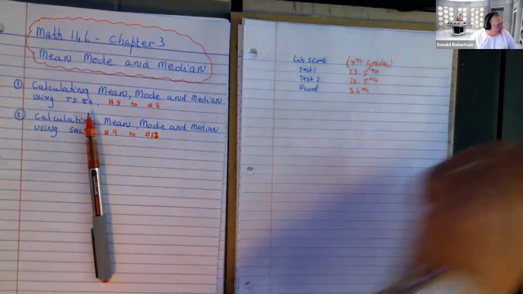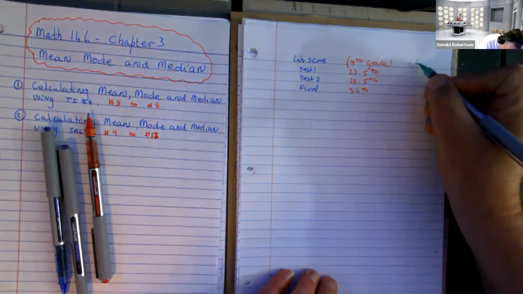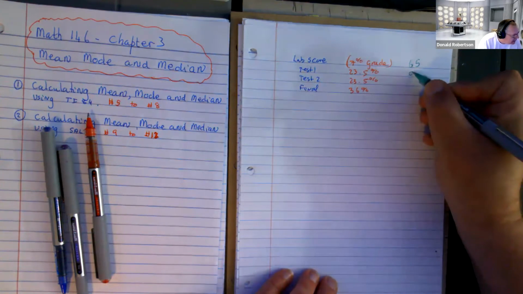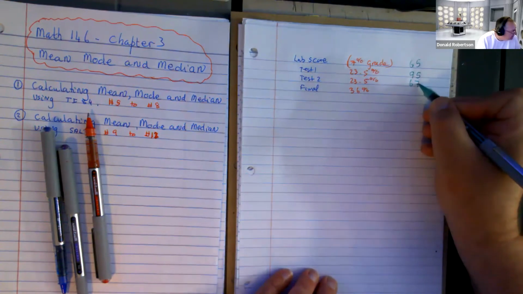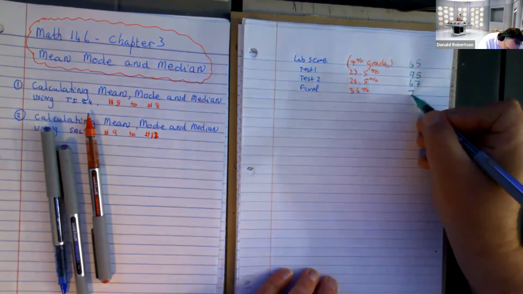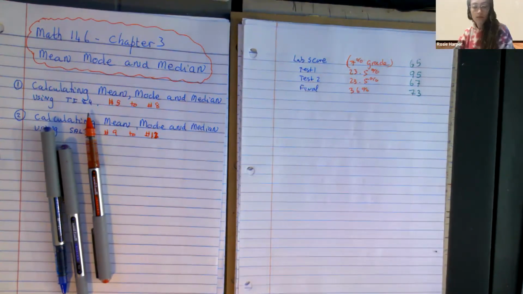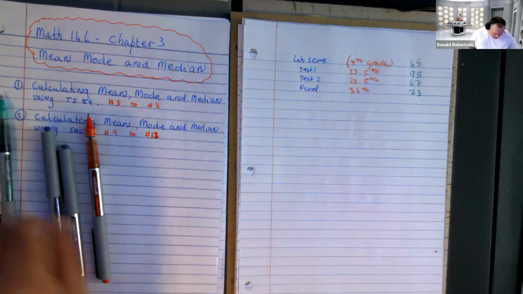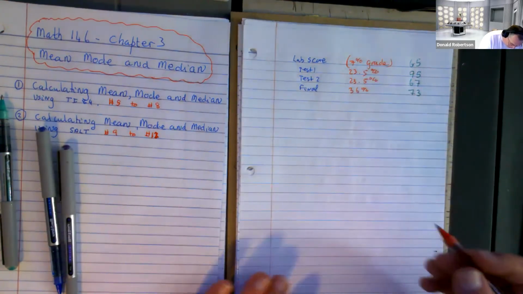And I'm going to do it in green, so I've got a color scheme going here. This person got 65 in their lab, okay? They got 95 in test 1, they got 67 in test 2, and they got 73 in the final exam. And we have to come up with their final grade. Did they get an 82% or a 71.3%? What you do is you take these and calculate them and add them up.